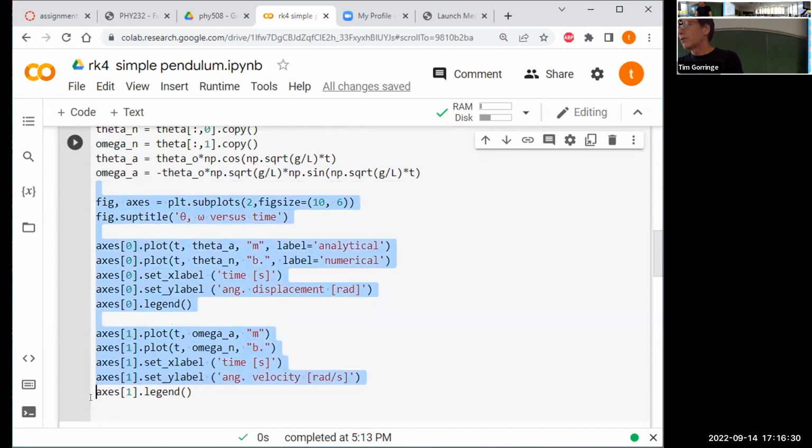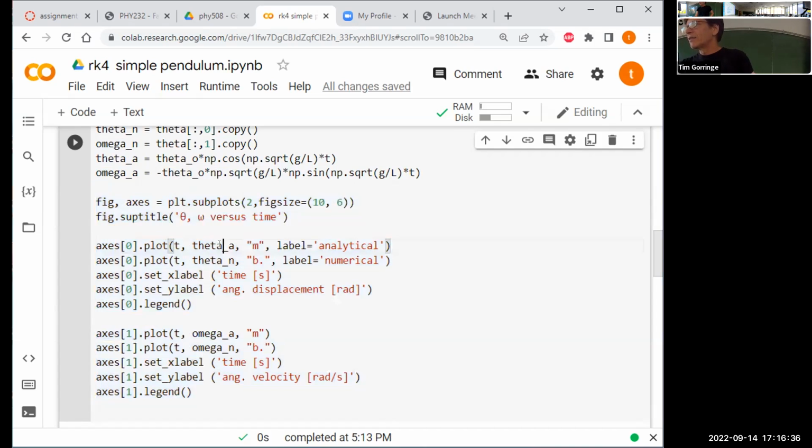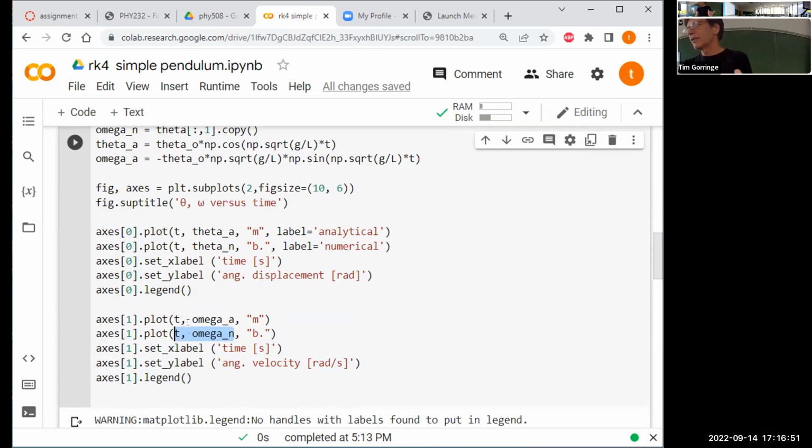So I make two plots. One plot is theta versus time. That's the upper plot. And the other plot is omega, the angular velocity versus time. So that's all I'm doing with these lines here.